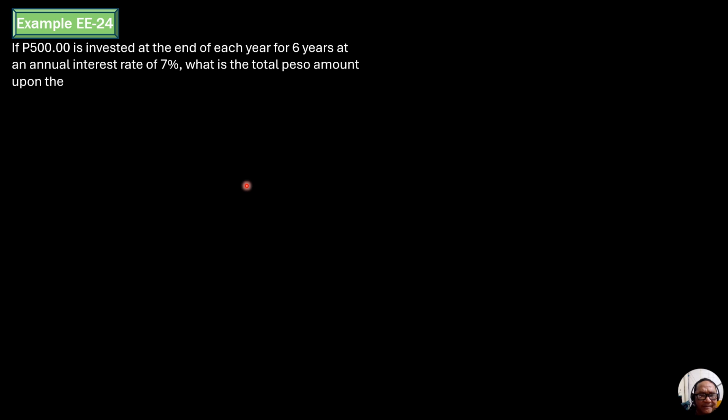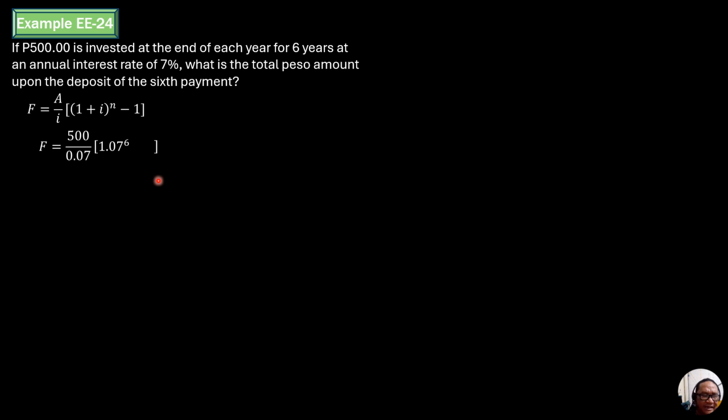Problem 24. If 500 pesos is invested at the end of each year for 6 years at an annual interest rate of 7%, what is the total peso amount upon the deposit of the sixth payment? So this is the future worth of 500 pesos made at the end of each year, so ordinary for 6 years. So future worth of annuity: A over i, quantity (1 plus i) to the n minus 1. Substitute A is 500, i is 0.07, n is 6.